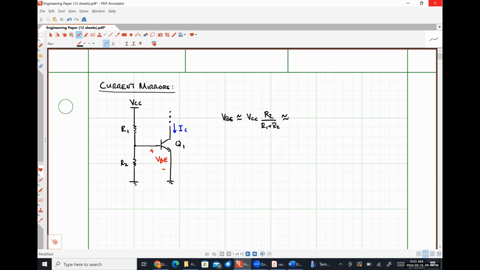This base emitter voltage is related to the collector current, assuming that we don't have any early effect to worry about, by the relationship VT times the natural log of IC over IS, right? So the problem with this representation or this resistor biasing scheme is that it is very susceptible to variations in both the supply voltage as well as the operating temperature, right? So let me explain what I mean by that.